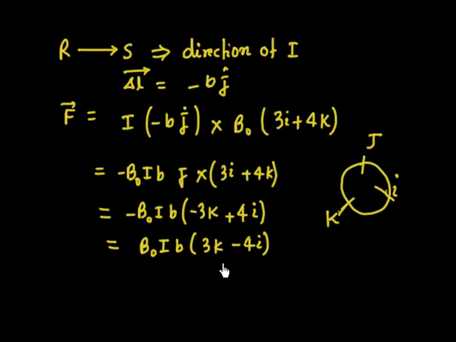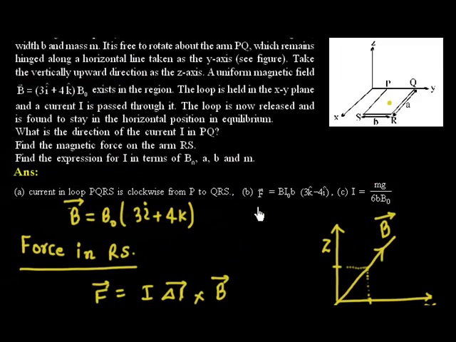Now you see here, there is a component of force that is in the positive k direction. So that is 3 B naught. So what is Fz? I can say Fz is nothing but 3 B naught I b, and this is positive. So this means whatever the direction of current I have taken, it's right. If I had taken the opposite, I should have got a minus sign. That is not acceptable. So the direction of current in RS I have taken is okay. So this is from R to S.